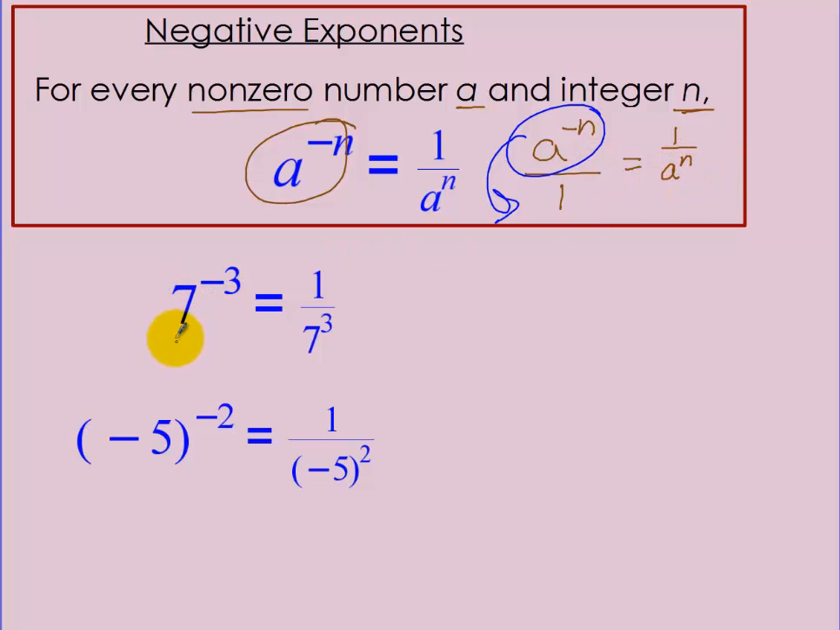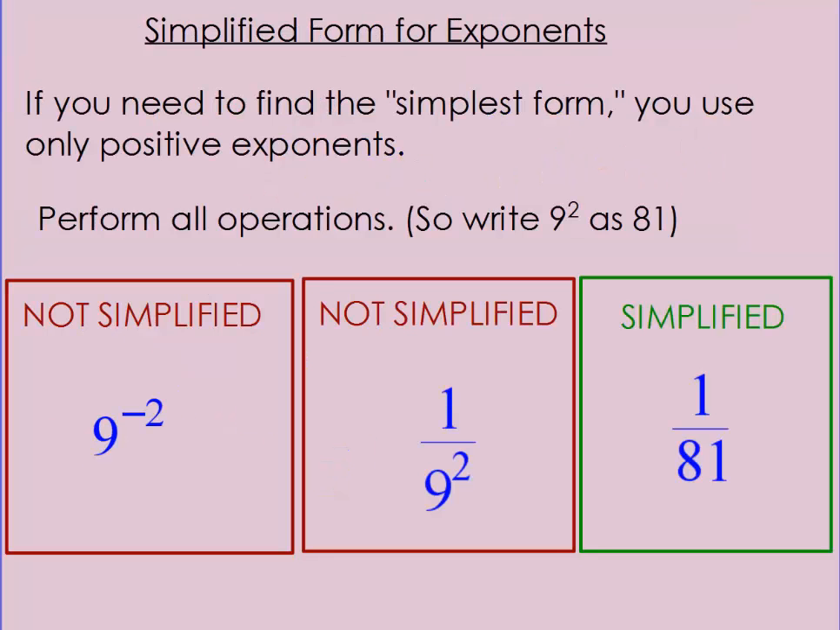So like in the case of this one, 7 to the negative 3, you flip it to the bottom of the fraction, the denominator becomes 1 over 7 to the positive 3. Negative 5 to the negative 2 power, flip it to the bottom, it becomes 1 over negative 5 to the positive 2 power. All right.